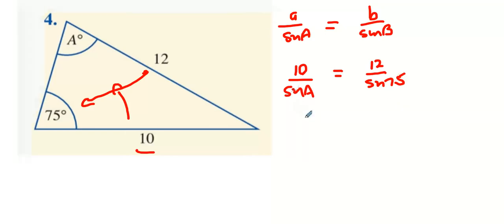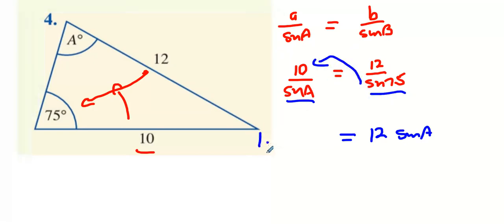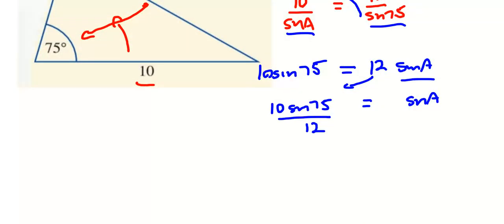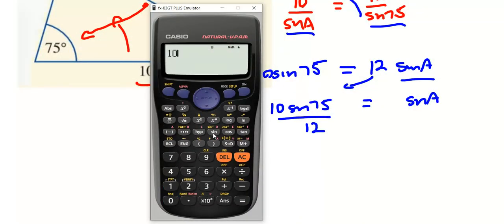Once again, division of sine A on the left becomes multiplication of sine A on the right. It has to move up towards the 12. Division of sine 75 on the right becomes multiplication of sine 75 on the left. We want to get sine A on its own. So next we can bring the 12 underneath the 10 sine 75, like so. And then we have sine A on its own. Use the calculator: 10 sine 75 divided by 12.